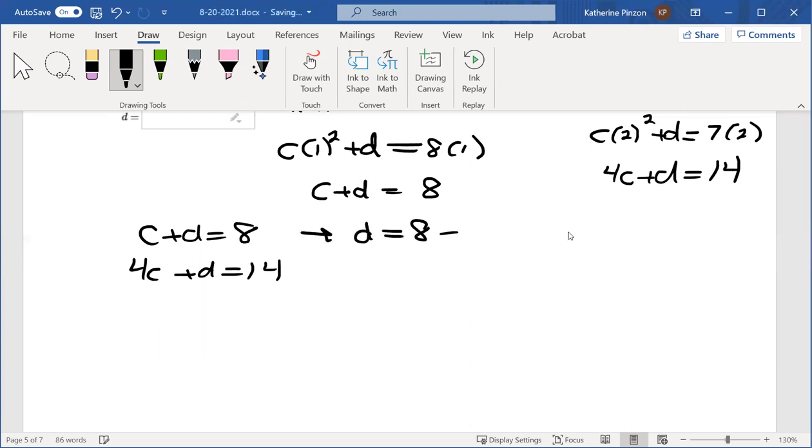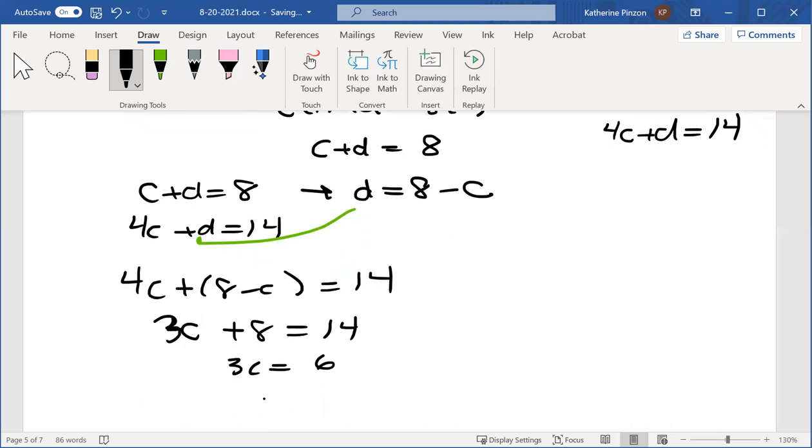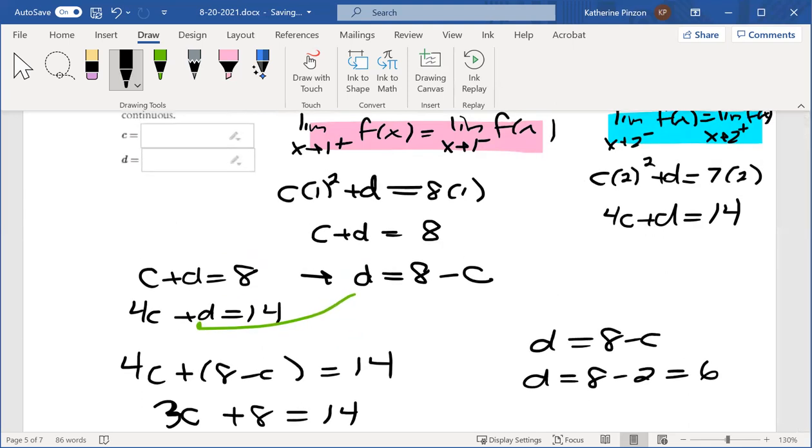This one's not a hard system, so elimination's pretty easy. Solve that guy for D, plug him in here. So 4C plus 8 minus C is 14. 3C, because I have 4 minus 1. 3C plus 8 is 14. 3C is 6. C is 2. To get D, I have 8 minus C. So D is 8 minus 2, or 6. So C was 2, D was 6.